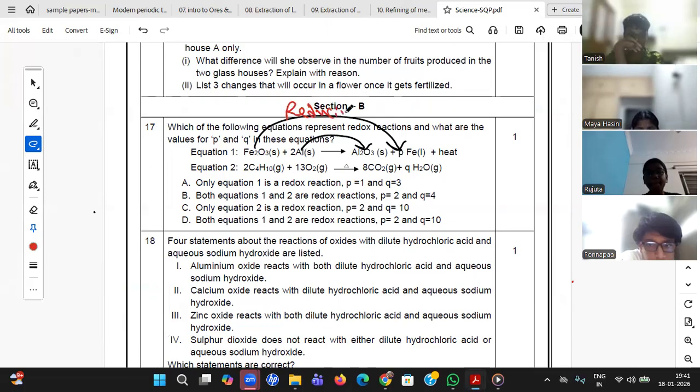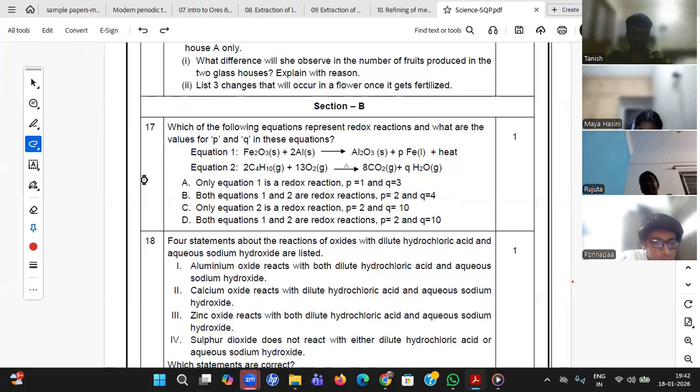Oxygen is lost, so reduction is going on. Here you see aluminum to aluminum oxide, oxygen is added. Oxidation is happening here. That's the reason the first reaction is a redox reaction. Both I am able to see. Okay, Shrugal, no. Ponnappa, no. Maya, right answer. Tanish, no. So first, definitely equation number one is a redox reaction.